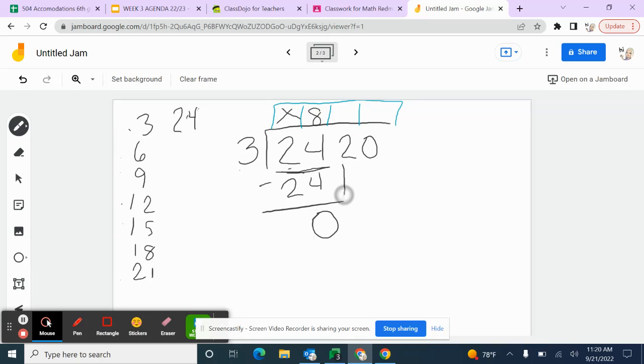Next step is to bring down your 2. Does 3 go into 2? It does not. 3 is larger, so we're going to put a 0 up in our quotient. Bring down our next number. Does 3 go into 20? It does. 20 is larger than 3.